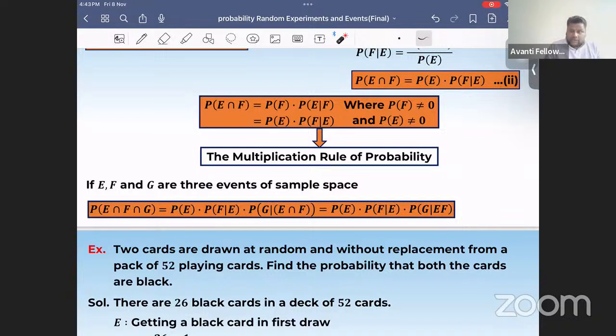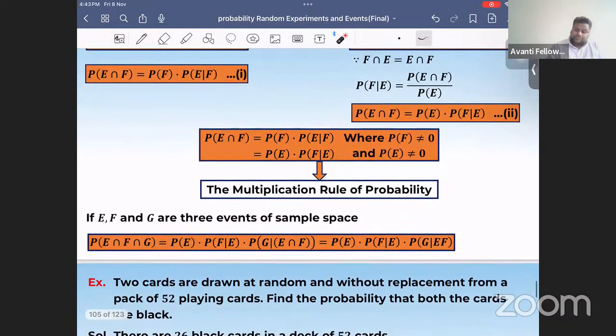See a question. 2 cards are drawn at random and without replacement from a pack of 52 cards. Find the probability that both cards are black. What is the probability of drawing the first black card? 1 by 2. Now you kept it aside. You did not replace it because it's a draw without replacement. Now in the remaining lot, there are 25 black cards out of a total of 51.